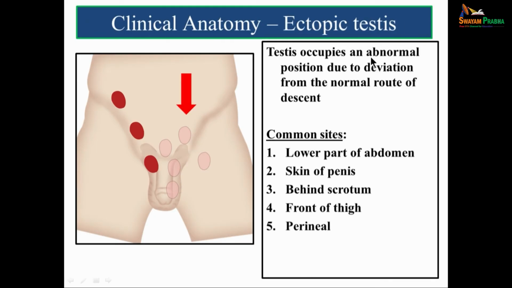Ectopic testis. Testis occupies an abnormal position due to deviation from the normal route of descent. So, the common sites of this abnormal position can be lower part of abdomen, over the skin of the penis, behind the scrotum, front of thigh, or in the perineal region.